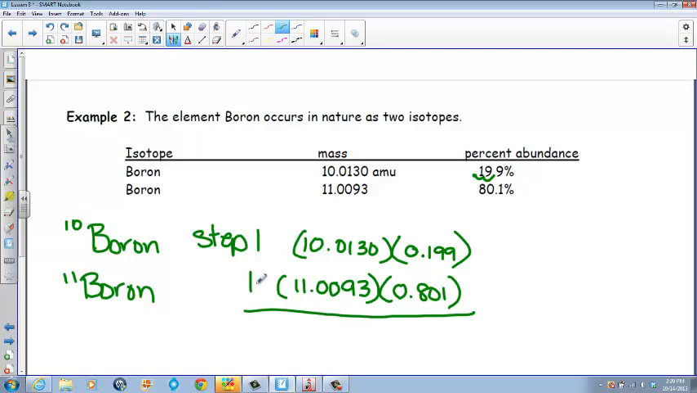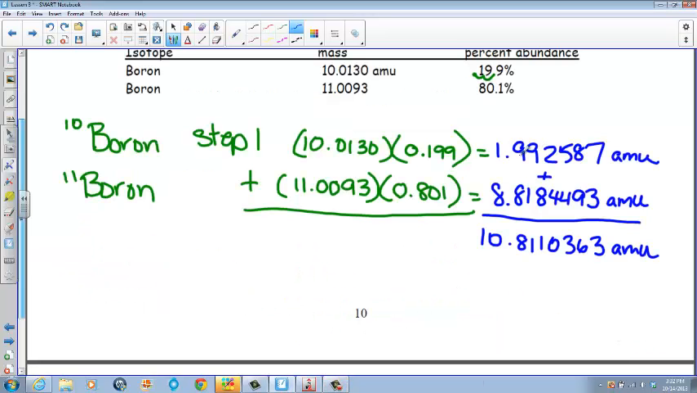And then what we're going to do is we add these up after we're done. All right, so I'm going to do the multiplication. Okay, so when I add up their weighted average masses, we get a total of 10.8110363 AMUs. So I simply just multiply the mass times the percentage in decimal for each isotope, add them up, and that's the WAM. That's what we'll see on the periodic table.